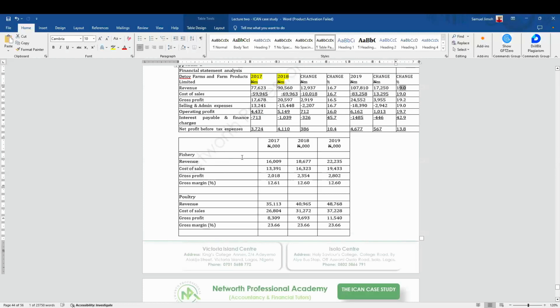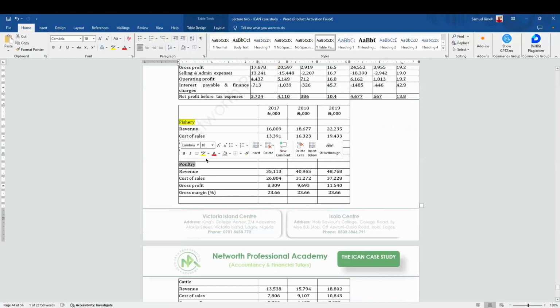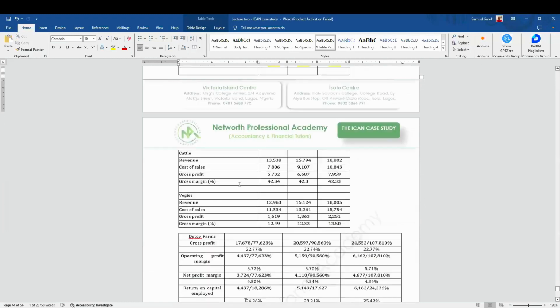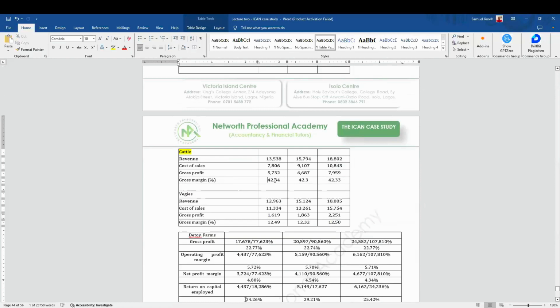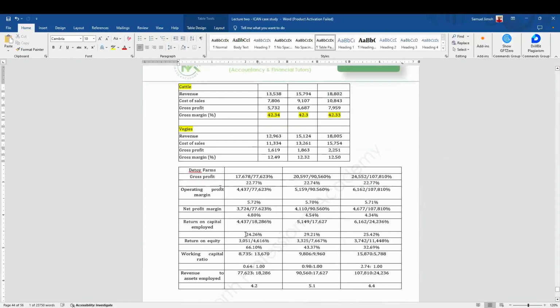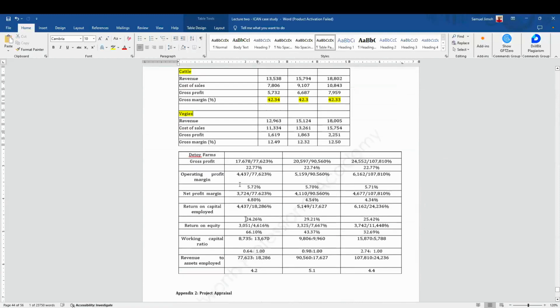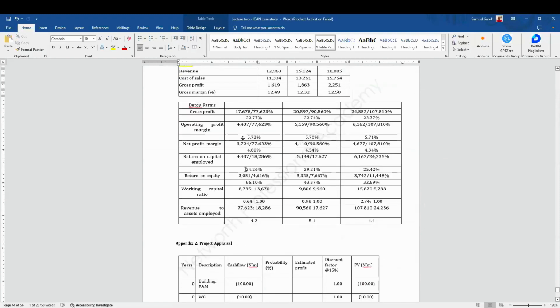If we are asked to look at the impact of these changes across the revenue streams, then possibly we are asked to look at how it affects the operating profit, right? So we could put the gross profit margin ratio across the revenue stream. For the revenue streams, we have the fishery, we also have the poultry. Here's the gross profit margin for the poultry, right? We have the cattle. This is the gross profit margin for cattle. Then we have the veggies, right? This is it.